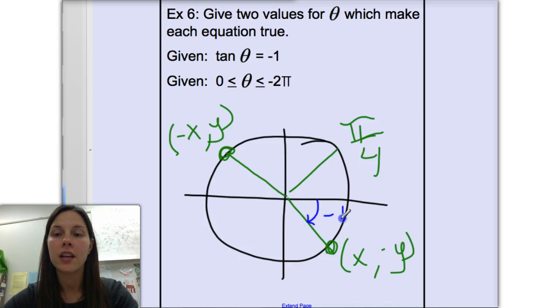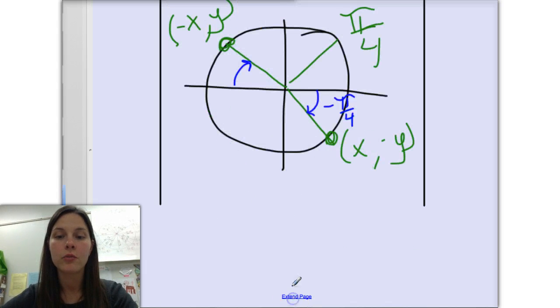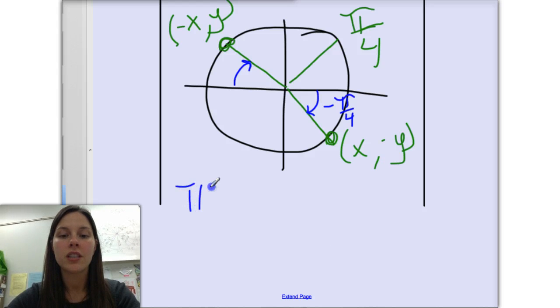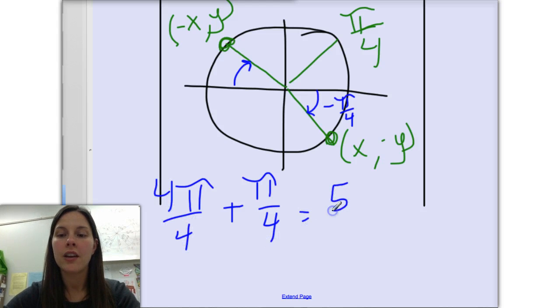this would be a negative pi over 4 rotation, and this, from the x-axis, would be an additional pi over 4 rotation from the x-axis, or from a rotation of pi. So this time we're going to take pi plus pi over 4, so converting to common denominator, we would get a 5 pi over 4 rotation in the negative direction. So from standard position, rotating all the way over to here, would be a negative 5 pi over 4.